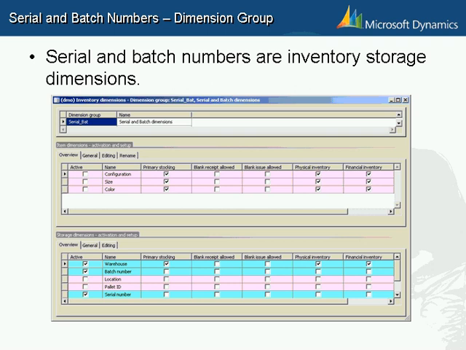Serial and batch numbers are inventory storage dimensions, and they are located at the bottom of the dimension group form, and can be allocated to items only when the item's inventory dimension group allows for it. So it means that storage dimension, batch number, and serial number have to be activated if you are going to track your item with serial number and batch number.